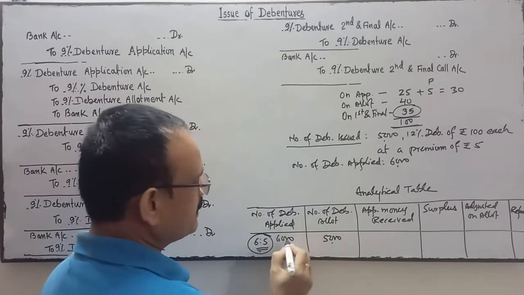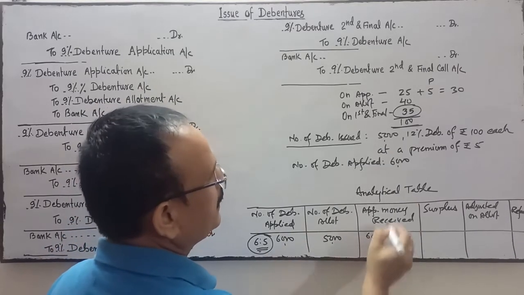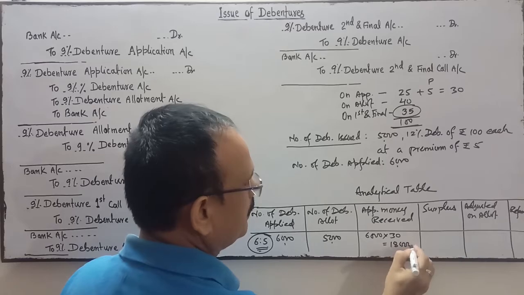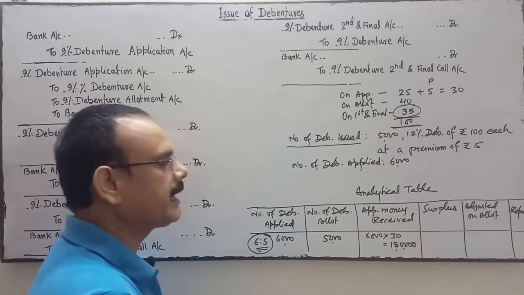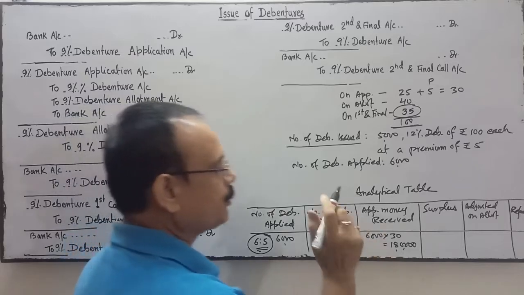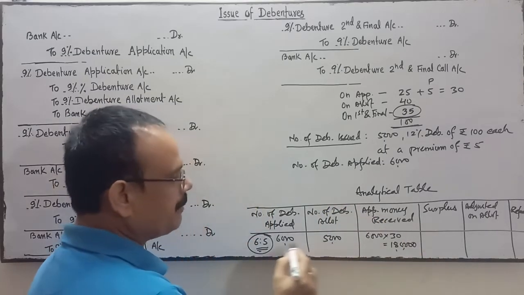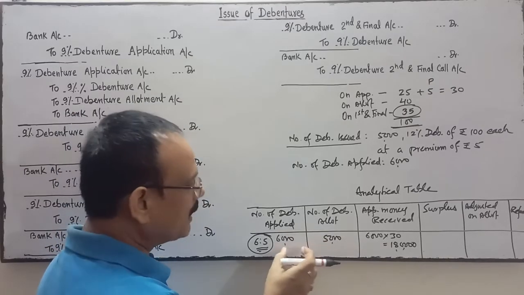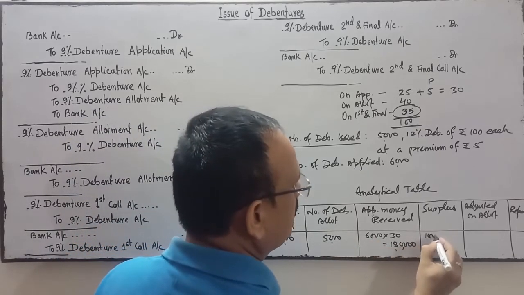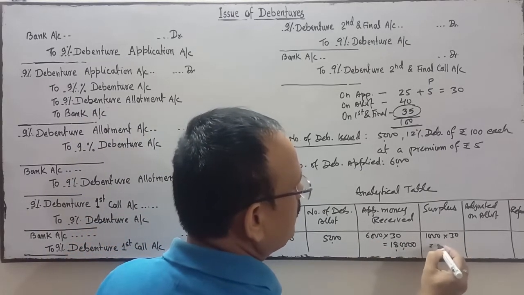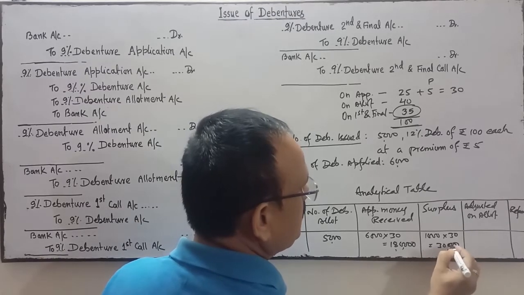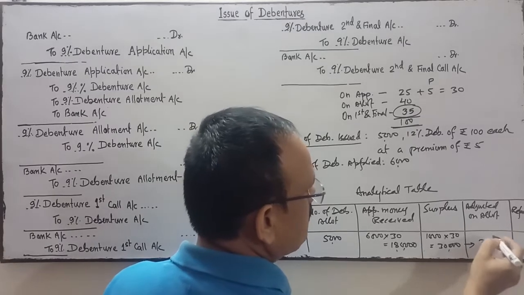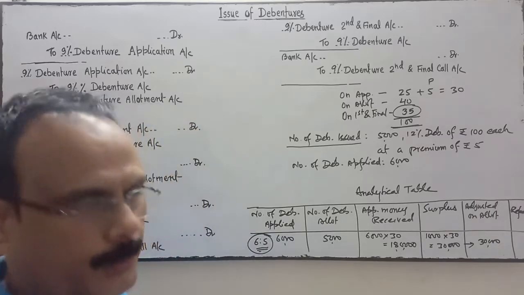So now the application money: 6,000 into 30 rupees is the application money. So the company will get 1,80,000, 6,000 into 30 rupees on application. Excess money was given by the debenture holders who applied for 6 and were allotted 5; on 1,000 shares excess money has been given at the rate of rupees 30 per share on application. It means 30,000 is the surplus amount and this surplus will be adjusted on allotment.